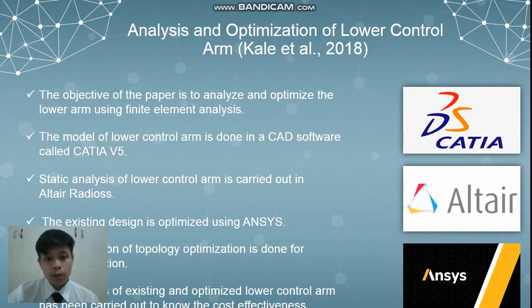The CAD model of the lower control arm is done in a CAD software called CATIA V5, while the static analysis is carried out in RADIOSS by Altair HyperWorks. In this paper, the application of topology optimization is done for weight reduction. Cost analysis was also performed in this study for both existing and optimized design in order to know the cost effectiveness.